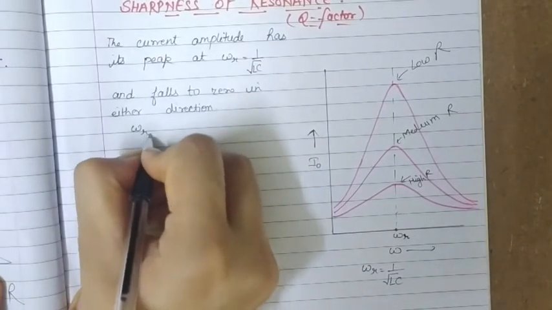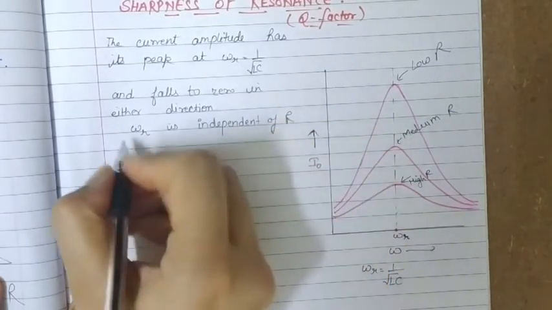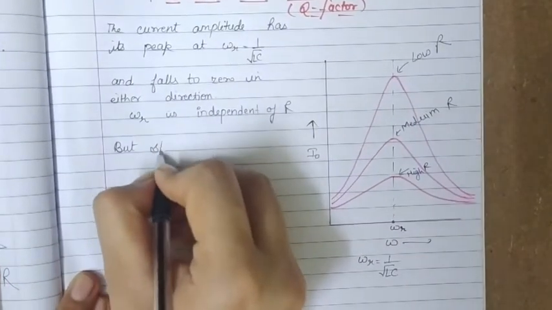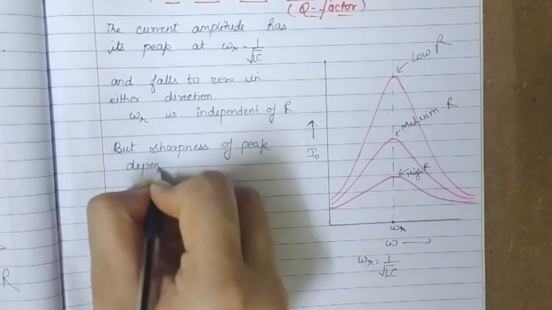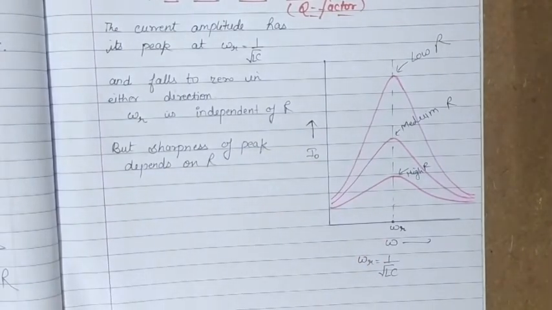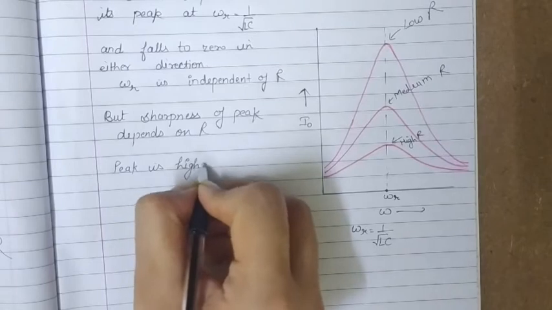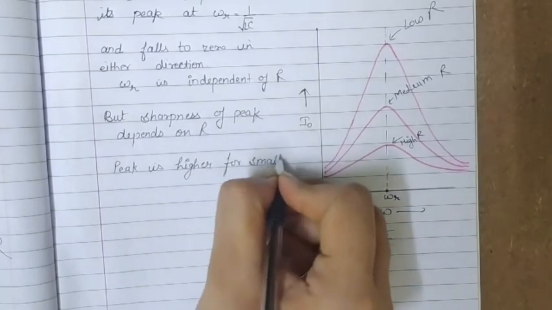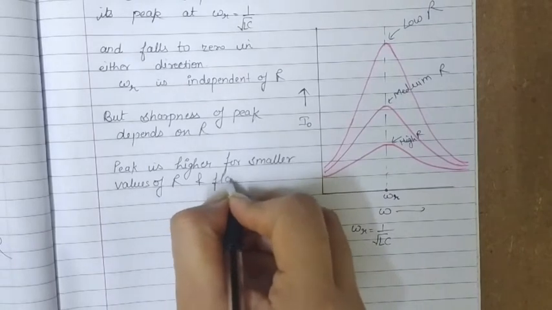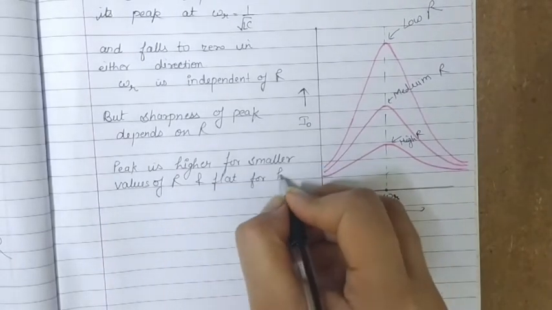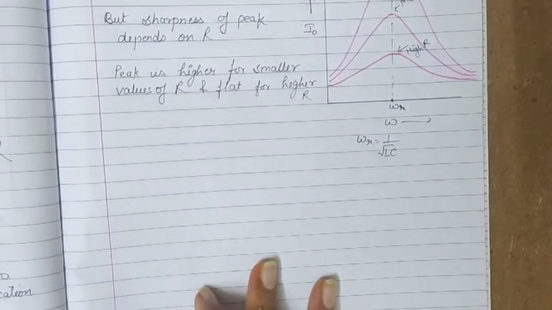This resonant frequency omega r is independent of R, but the sharpness of the curve that we get, the sharpness of peak, depends on the value of resistance, that is capital R. Now how it depends: the peak is higher for smaller values of R and flat for higher values of R. That means if the peak is higher, the resonance is sharp for small R.